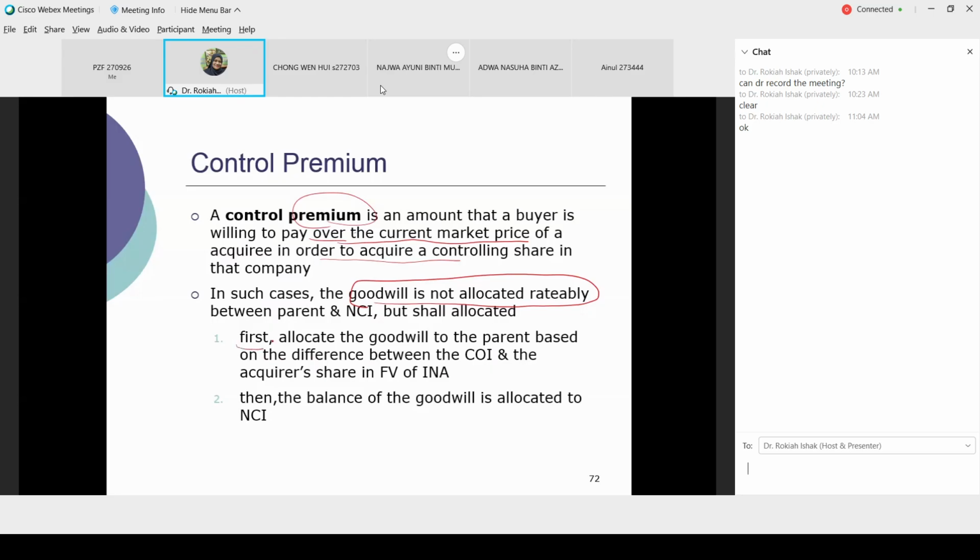The first thing that you need to do here is to allocate the goodwill to the parent based on the difference between COI and the fair value of net identifiable asset. Then the balance of goodwill is going to be allocated to the NCI. So that means we need to prepare the table that we showed previously, in the case when the parent pays more than the value of the subsidiary.